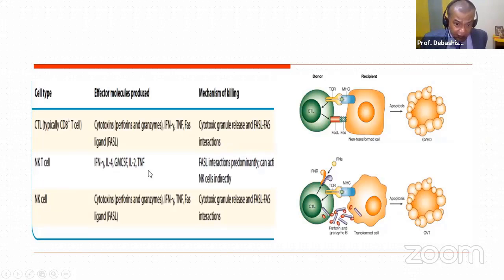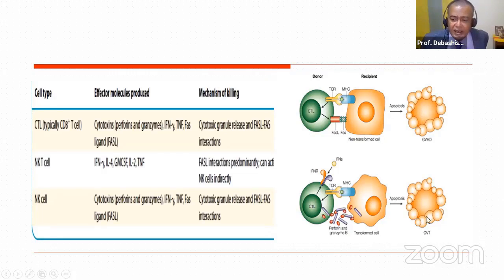Whereas NK T cells produce effector molecules that include IFN gamma, IL-4, GM-CSF, IL-2 and TNF, and they act mainly via Fas ligand interaction and can activate NK cells indirectly also. So this is a graft versus host disease situation. This is a graft versus tumor situation, where the cytotoxic T cells get activated through the recipient non-transformed cell by MHC TCR interaction by antigen presentation and Fas ligand activation, and this eventually leads to apoptosis or programmed cell death.